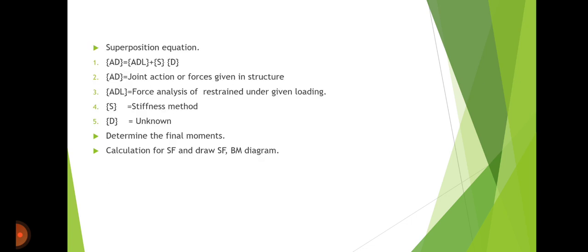Superposition equation: AD is equal to ADL plus S into D. AD is equal to the joint action or force given in the structure. ADL is the force analyzed in the restrained structure under the given loading. S is equal to the stiffness matrix. D is equal to the unknown displacements. Determine the final moments, calculate the shear forces, and draw the SFD and BMD.